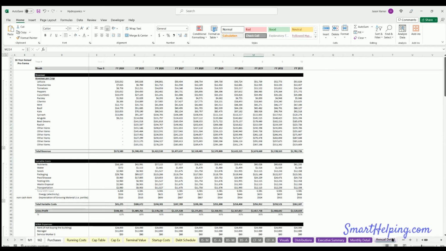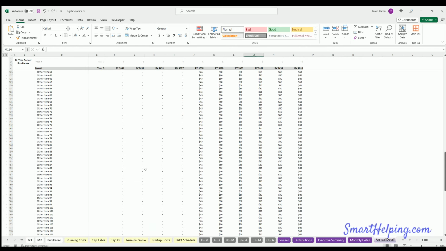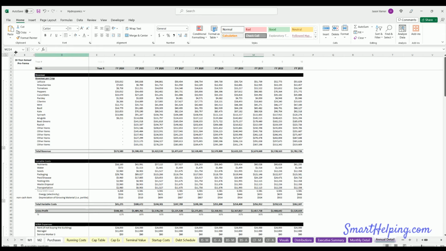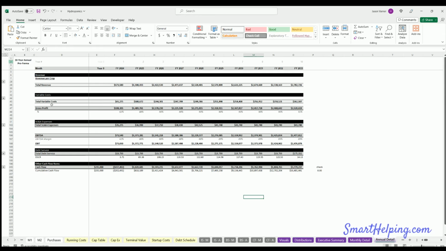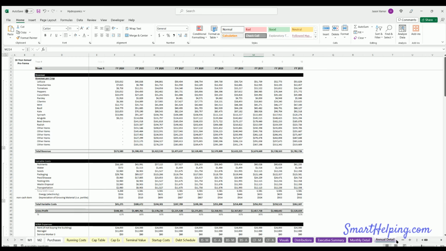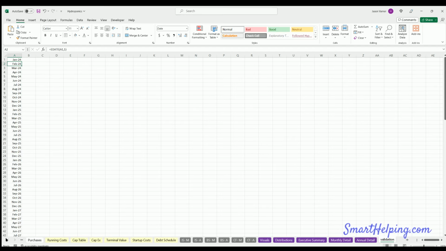Annual detail does the same thing, but on an annual basis. And if I wanted to group it, I just hit the little number 1 over here. And that's the whole model.